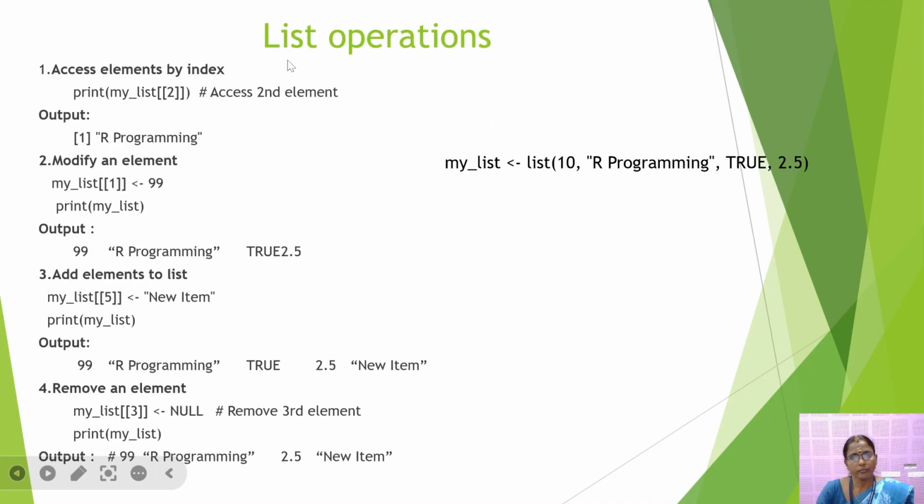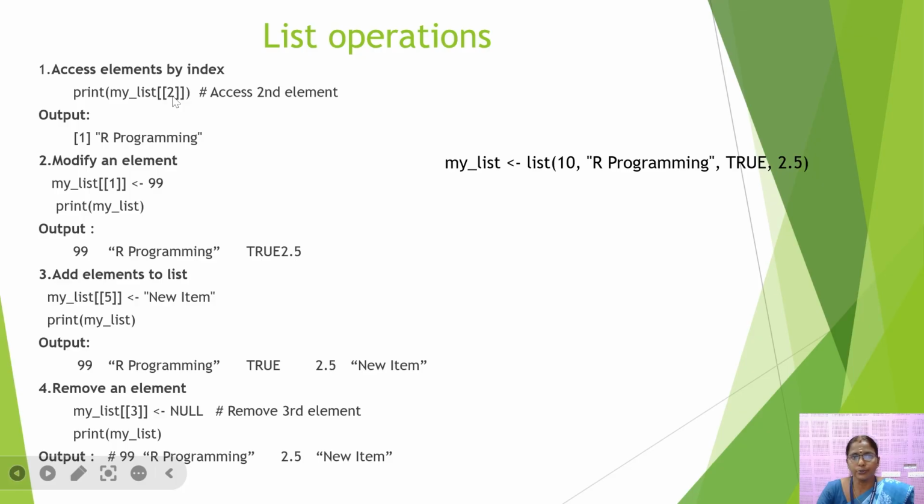Okay, some list operations are accessing an element by index. Suppose you want to access one particular element value, you have to represent that element by its index position. Suppose you want to retrieve R programming, the second index. To get R programming, I have to give that index value. Here R programming is placed in the second position. I have to represent the index value.